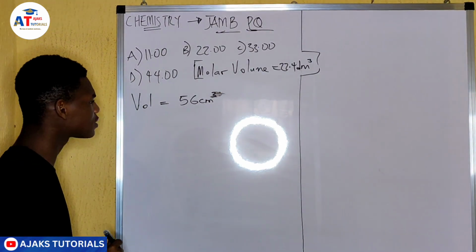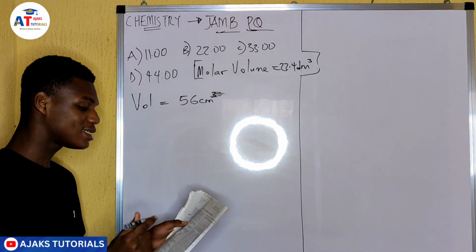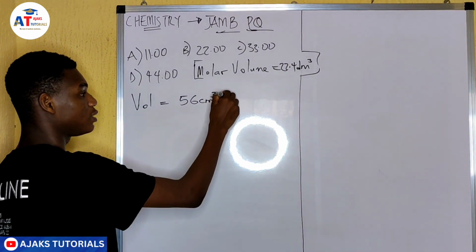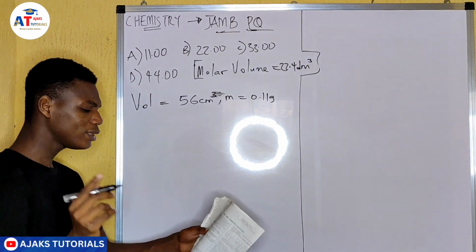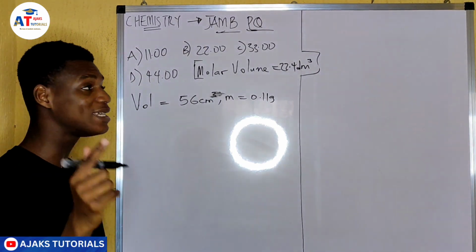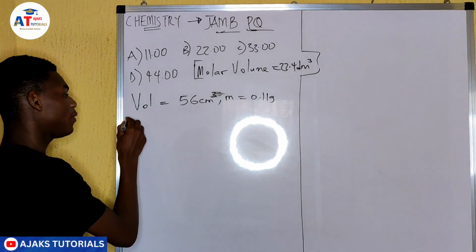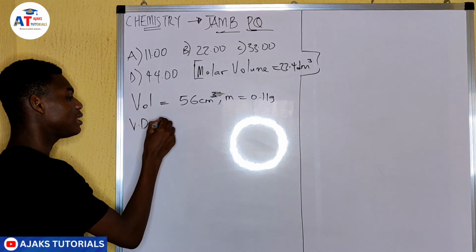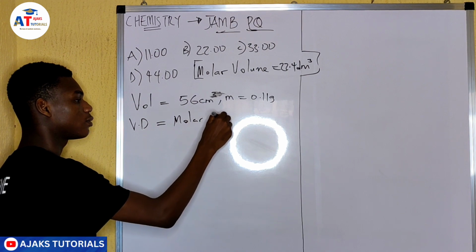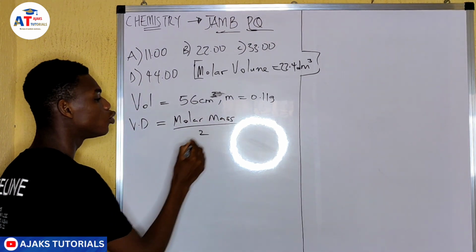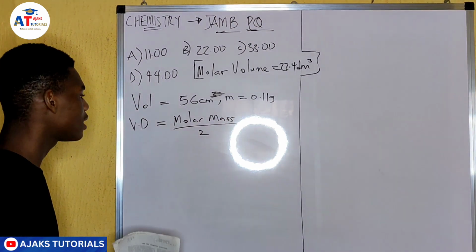They said it is weighed at 0.11 gram. So this means the mass is 0.11 gram. What are they asking you to find? They said, what's the vapor density? You have to note that vapor density is equal to the molar mass over 2, which is half of the molar mass.